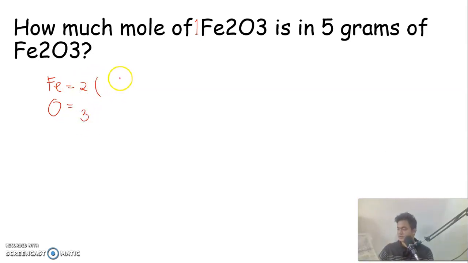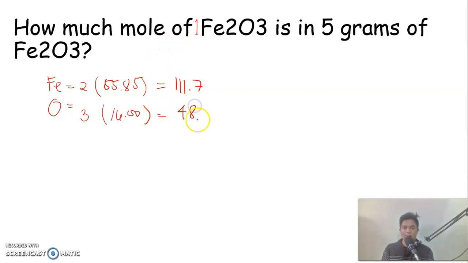So Fe, or iron, is 55.85, and oxygen is going to be 16.00. So 55.85 times 2 is going to be 111.7, and then your oxygen is going to be 16 times 3, that's going to be 48.00. So 48 plus 111.7 is going to be 159.7.